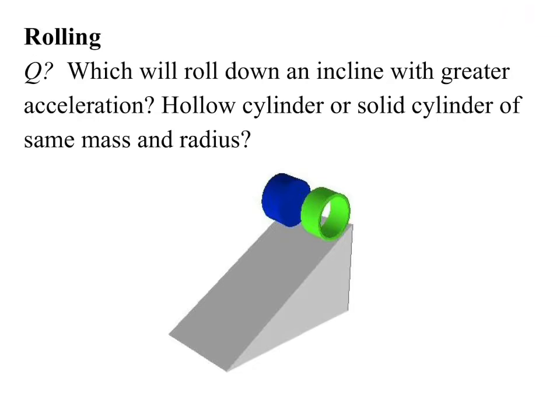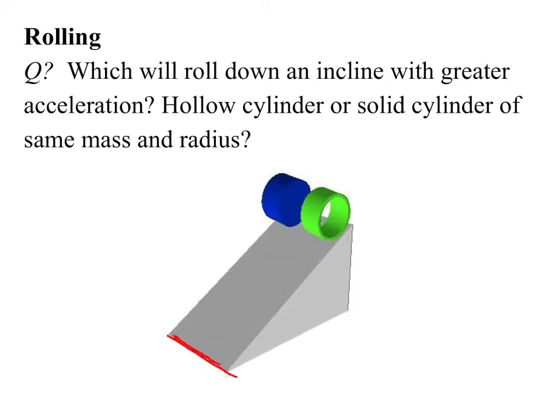So I'm going to ask you a question about something, because again, we want to take another look at if mass is concentrated just on the outside versus if it's concentrated throughout the whole thing. So think about this. Which of these will roll down the incline with greater acceleration? Basically, which is going to reach the bottom of this incline first? The hollow cylinder or the solid cylinder, if they have the same radius and mass, okay?